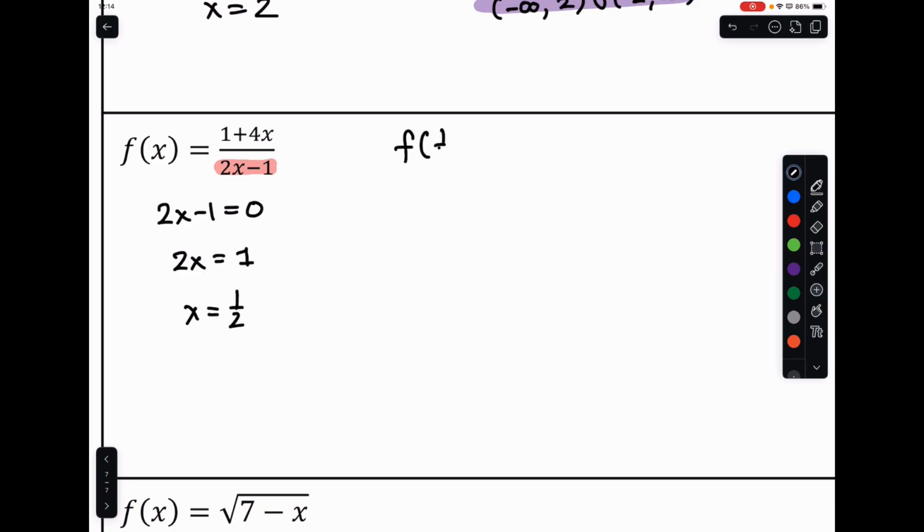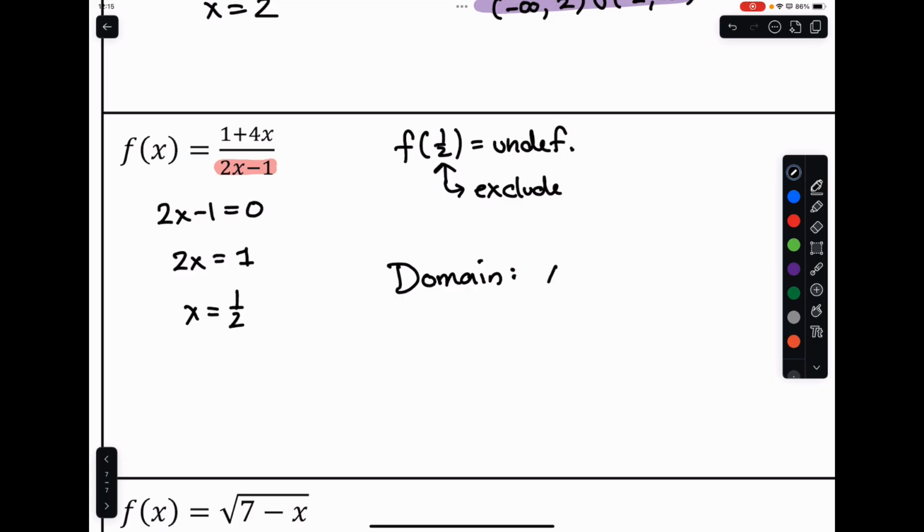So this number of 1/2 will make this undefined. So f of 1/2 will be undefined. So that means that we need to exclude that number. Now I didn't show you why it's undefined, but if I plug it in right here, 1/2 times 2 would end up being 1, and 1 minus 1 is 0. It doesn't matter what the top is, because as soon as I get 0 on the bottom, any number divided by that 0 will be undefined automatically. So I need to exclude this number. So we're going to say that our domain can be all real numbers except for that 1/2.